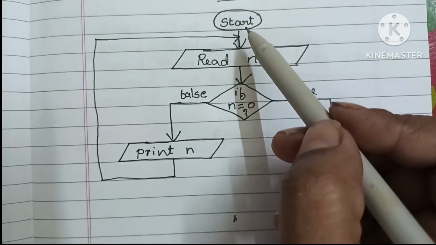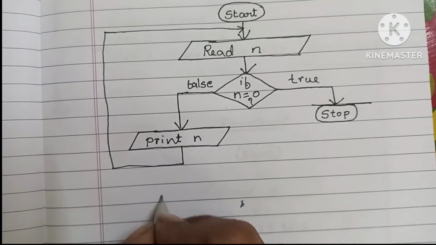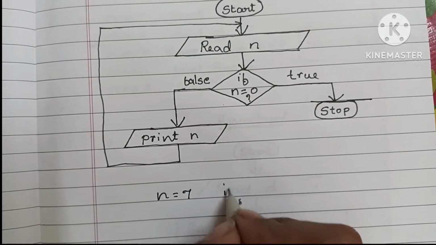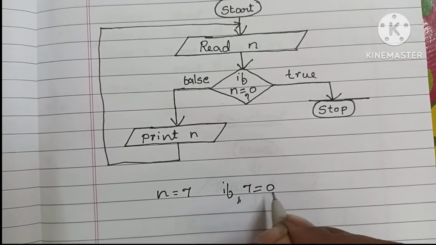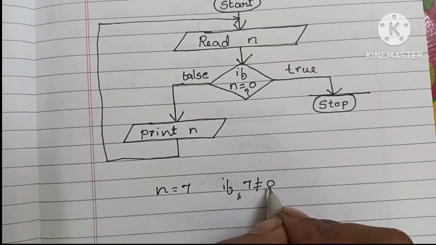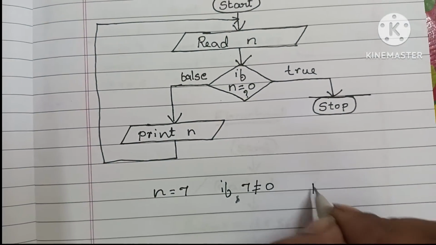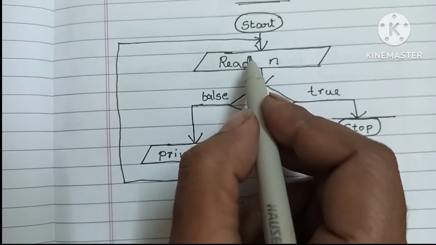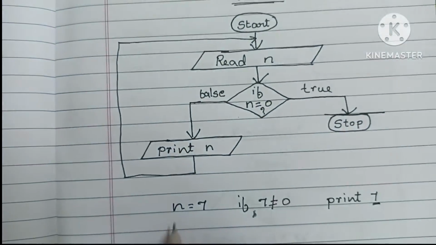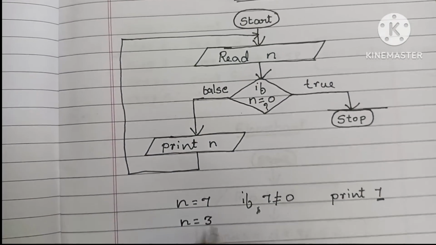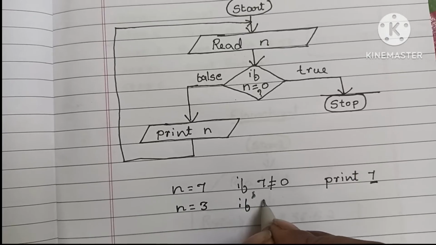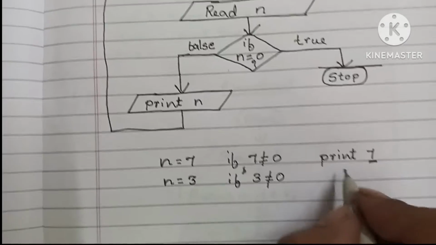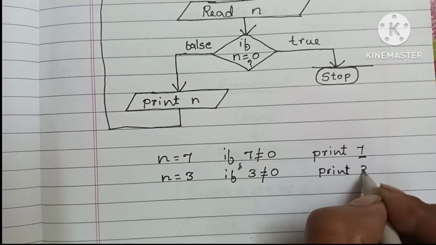The flowchart starts with the start statement. Next we have to read n. If the n value is 7, it will check if 7 is equal to 0. It is not, right? 7 is not equal to 0. So it will print the number n, that is, print 7. Next, again go back to this read process, that is the input process. Consider n value is equal to 3. Next it will check if n is equal to 0. It is not equal, right? So it will print 3.